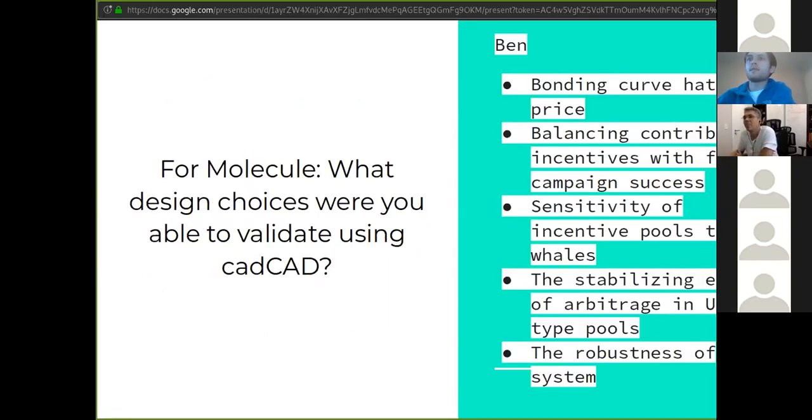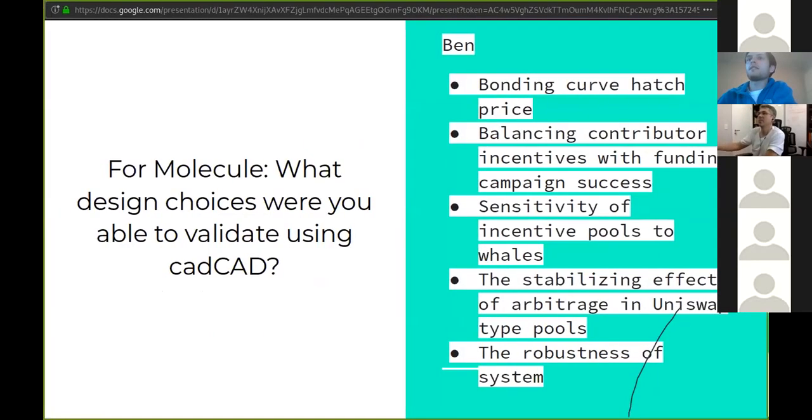Cool. Next question. So what design choices were you able to validate using cadCAD? I think so. When we started modeling the bonding curve that we're using, it's a very basic linear bonding curve. We started playing around with different hatch prices. At the time, we weren't calling them hatch prices, we were calling them Y shifts. And we noticed very interesting behavior based on these changes to the bonding curve that would result in different returns for various users using the bonding interface.